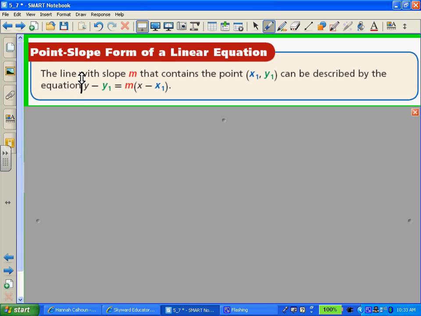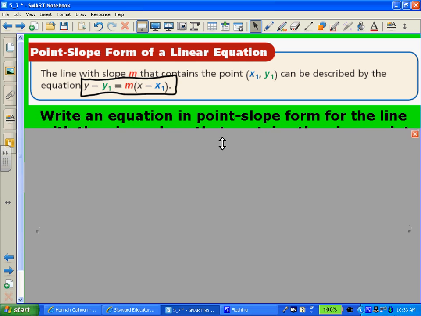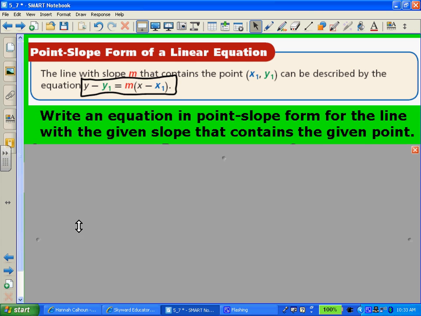So this is our generic form of point-slope form. And you'll notice here that we need to know the slope and we need to know a point on the line, and once we know those two things, we can write point-slope form. And that's why it's called point-slope form, because you need the point and the slope.